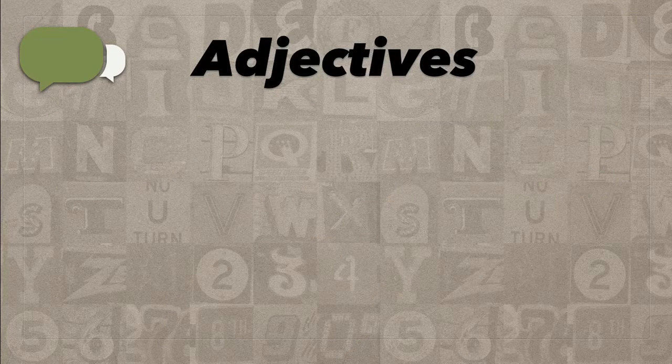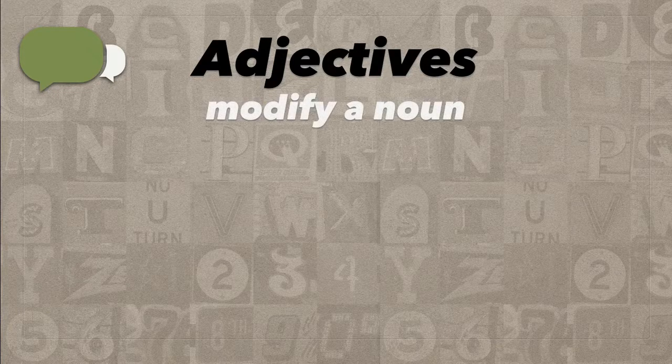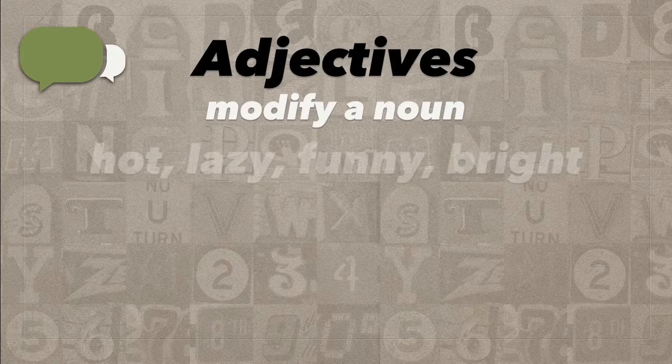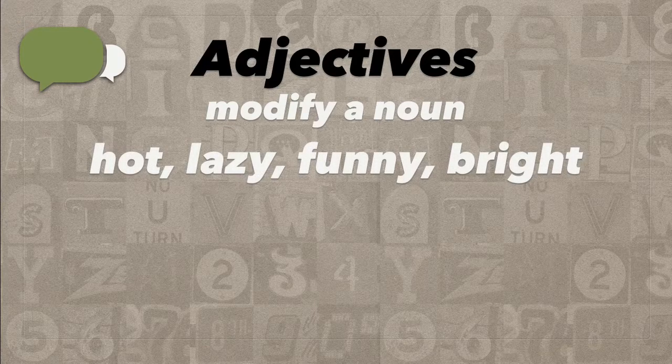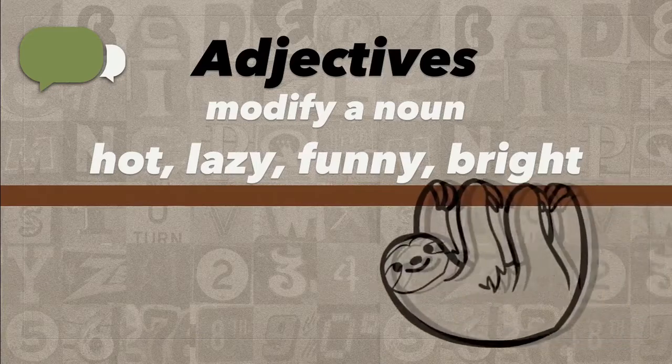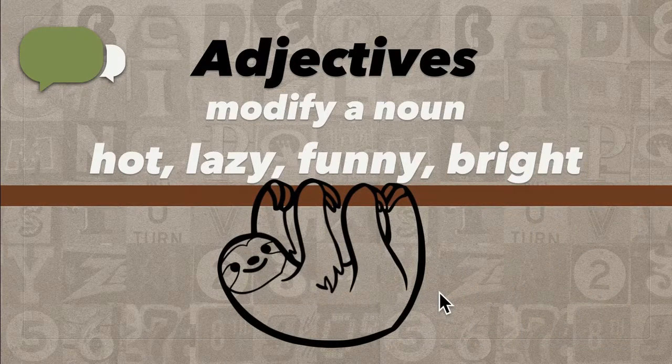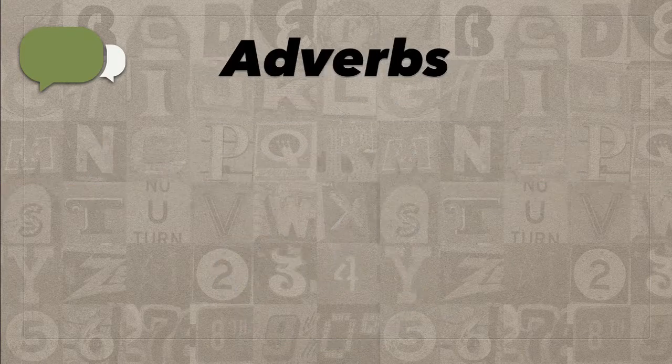Next is adjectives. Adjectives modify nouns. An example would be hot, lazy, funny, bright. We use adjectives to describe nouns and to make our sentences more interesting and descriptive. For example, this animal is a sloth, and sloths are lazy.